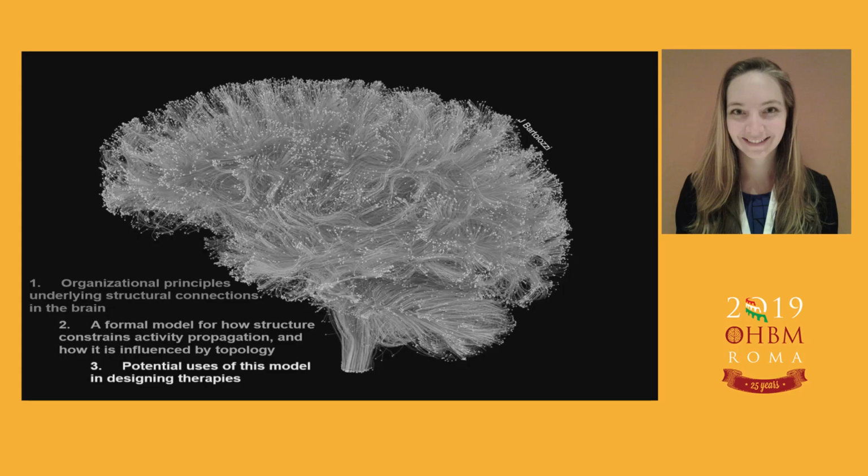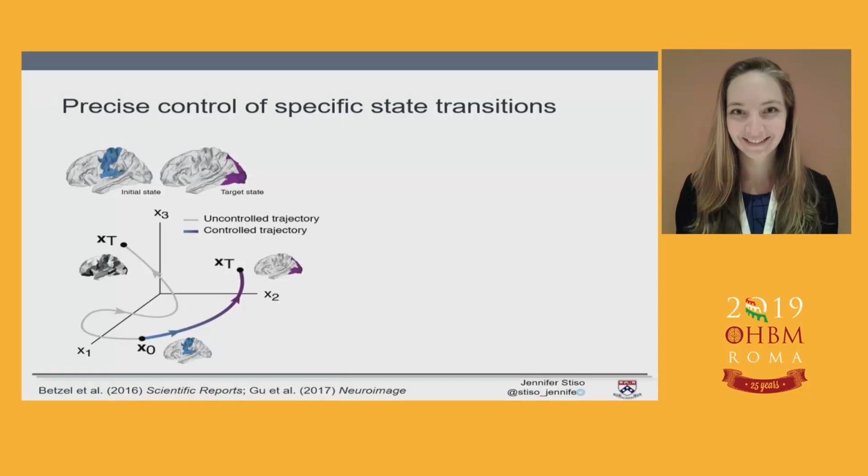Okay, so the last thing I want to talk to you about are potential uses of this model in designing stimulation therapies. So generally, when you're thinking about a stimulation therapy, you know kind of what the brain looks like in its pathological state, and you know how you want to change it. So there's really a specific target state that you want to get to. And thus far, I really haven't talked about any specific target states. I've sort of just talked about states in these really broad classes.